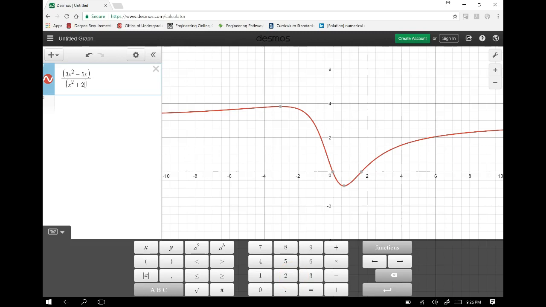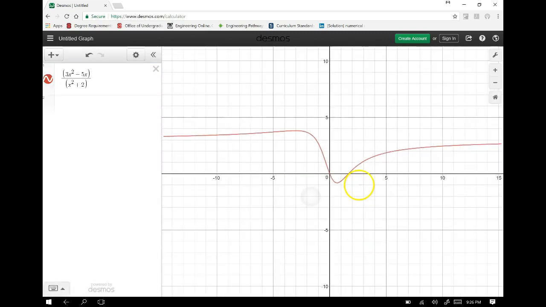So that is an interesting graph. 3x squared minus 5x divided by x squared plus 2. I want to know what this graph is doing far off to the right and far off to the left. Well, right now, my graph is only showing negative 10 to positive 10. But we're talking about finding the limit as x approaches negative infinity and positive infinity. So just looking at negative 10 and positive 10 might not give us a very accurate answer. What we should do is probably zoom out a little bit.